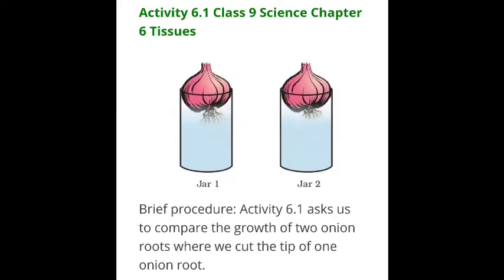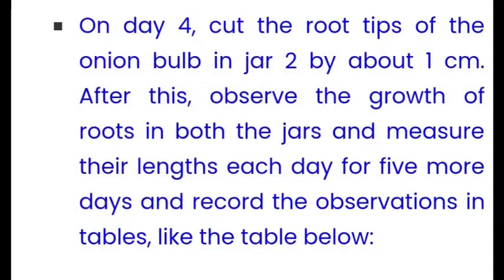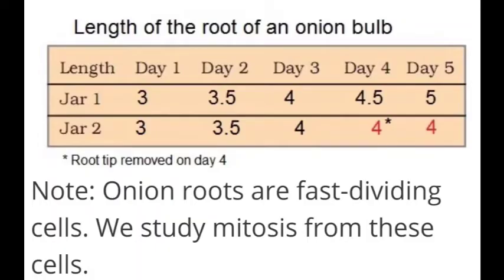Observe the growth of roots in both the bulbs for a few days. Measure the length of roots on day 1, 2 and 3. On day 4, cut the root tips of the onion bulb in jar 2 by about 1 centimeter. After this, observe the growth of roots in both the jars and measure the lengths each day for 5 more days and record the observation in tables. Look at the table, all of you. Now, from the above observations, let's answer some questions.